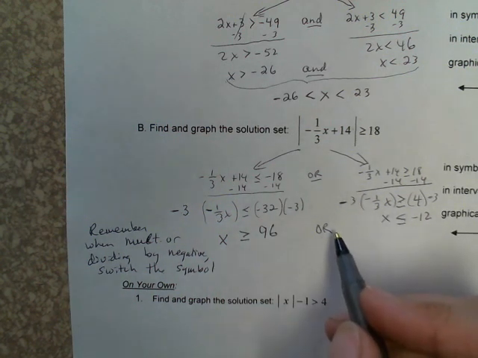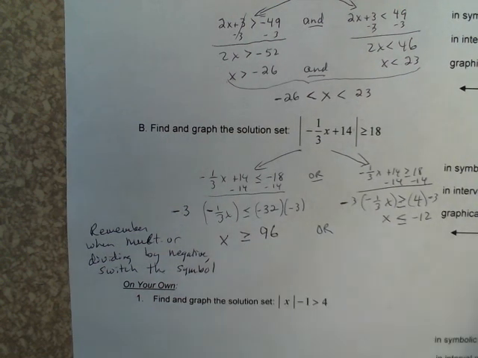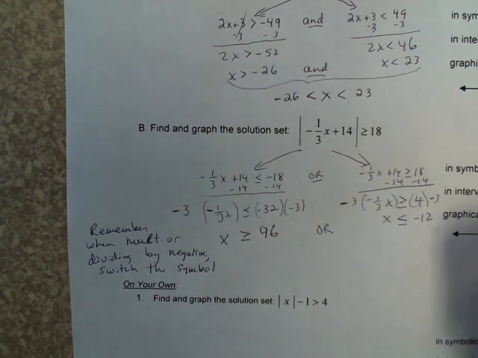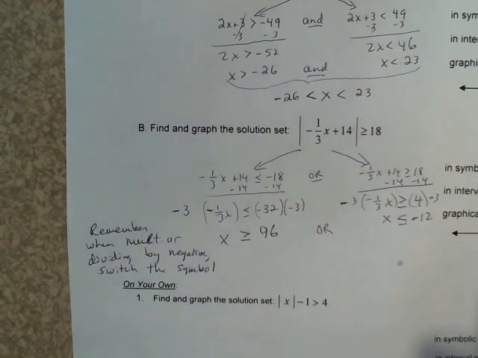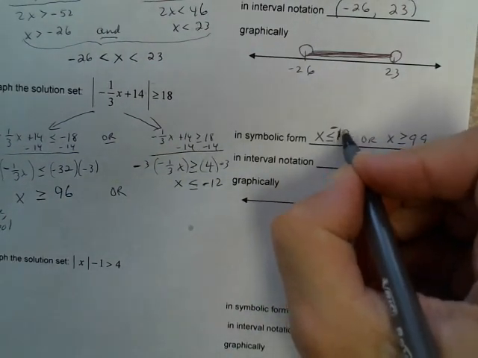So this is an or, so we're going to have two parts to this inequality in symbolic form. And usually you write the smaller one on the left, the smaller one being negative 12. So I'm just going to put x is less than or equal to negative 12, or x is greater than or equal to 96. That's the symbolic form, because you're using symbols.